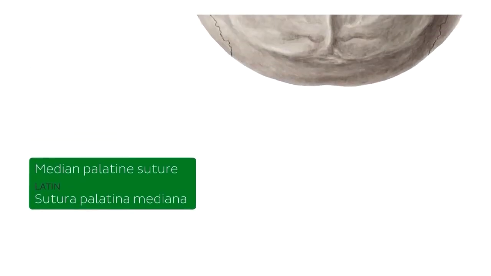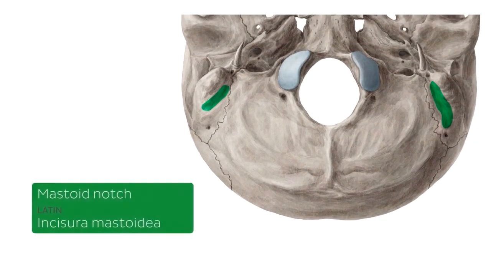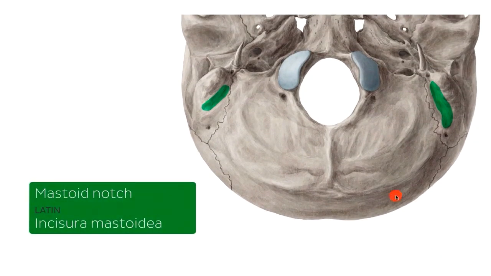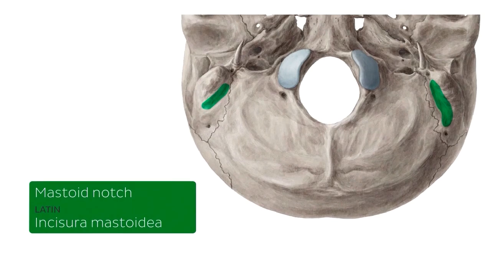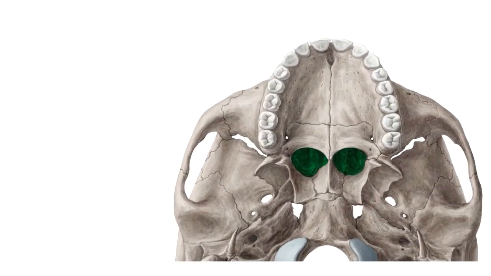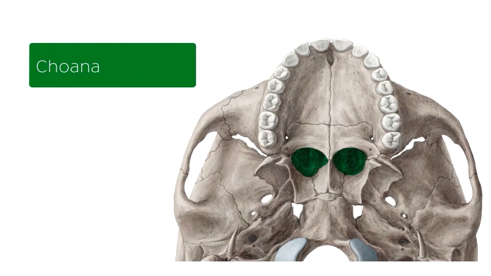Next structures in line are going to be these two here, known as the mastoid notches. And you can see here that they're found medially to the mastoid processes that we also talked about. Another pair here is known as the choana individually, or choanae for plural. These bilateral openings of the posterior nasal aperture are located between the nasal cavity and the nasopharynx. Now the two openings are separated by this bone here that we just talked about before, the vomer.